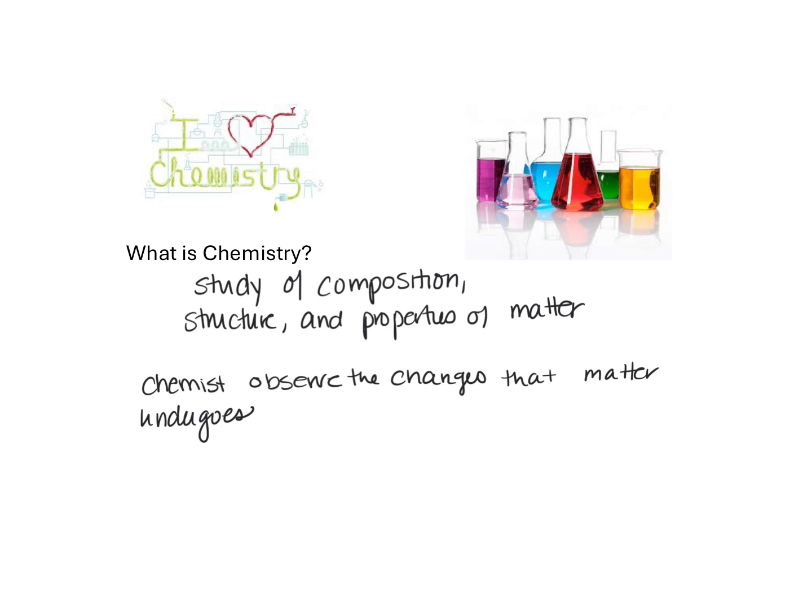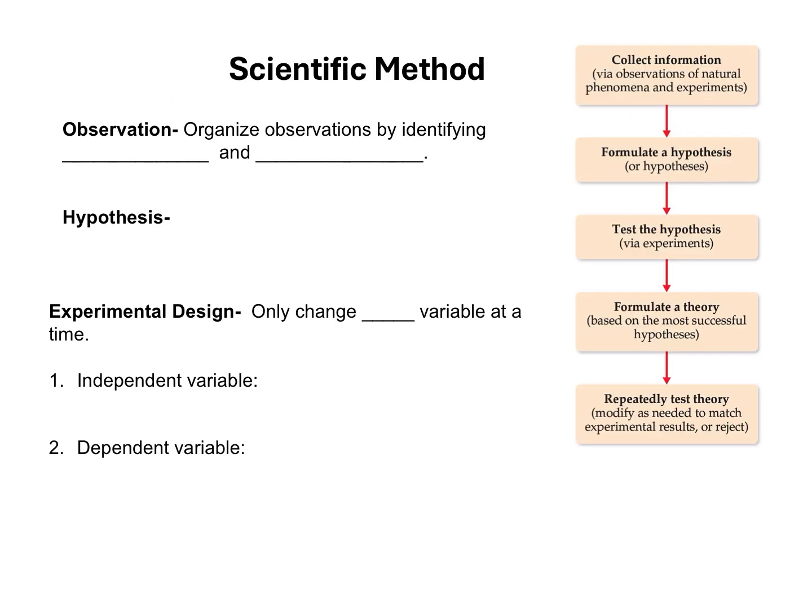Now, chemists use the scientific method. And the scientific method has several steps, which we see here. We collect information, we formulate a hypothesis, we test the hypothesis using experiments. We can formulate a law or a theory, right? And then we repeatedly go back and test that, okay?